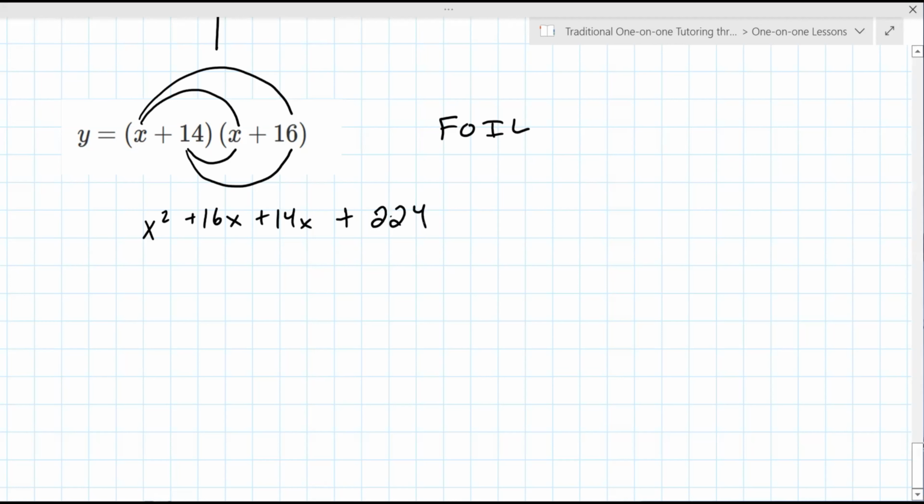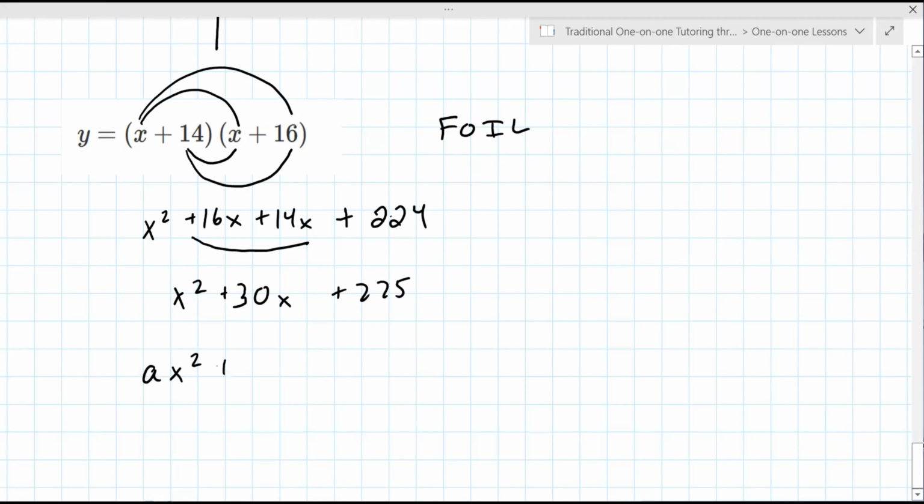Yes. 224. Very good. Now, do you see that you can combine these two inner terms here? Yes. All right, so that's x squared plus 30x plus 224. Okay, now you're going to see this in a future lesson, but we're going to start with it now because this will move you forward.